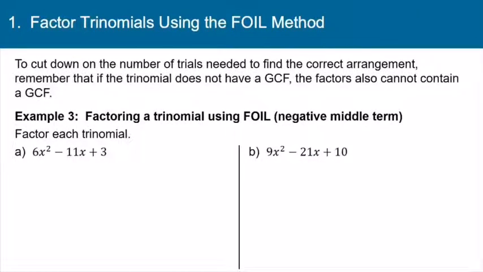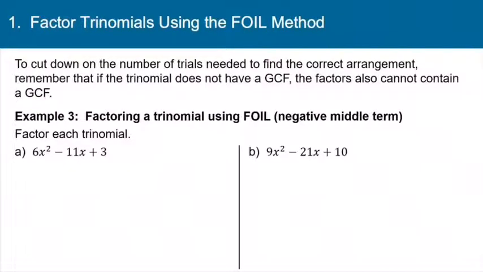Now there is a trick that you can use to help you cut down on the number of possible trials needed to find the correct arrangement. Sometimes this trick helps and sometimes it just doesn't help, but it can never hurt you as long as you make sure that there's no GCF in the trinomial first. Okay, so here's the trick. Remember that if the trinomial does not have a GCF, then the factors also cannot contain a GCF. That is a very powerful idea that's going to save us a lot of time. If the trinomial does not have a GCF, then the factors also cannot have a GCF.